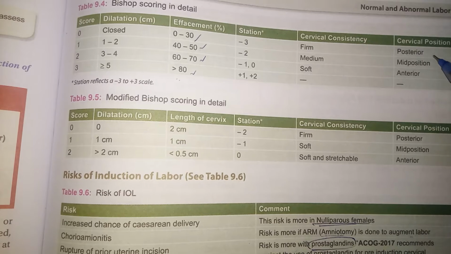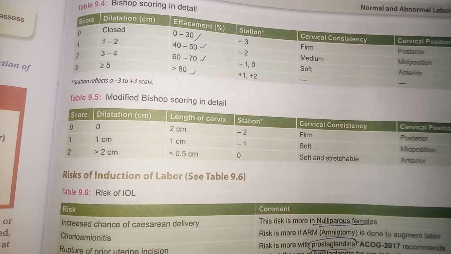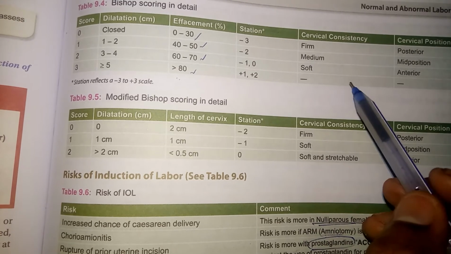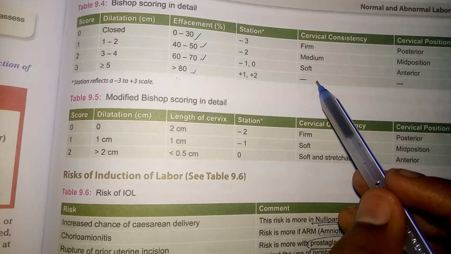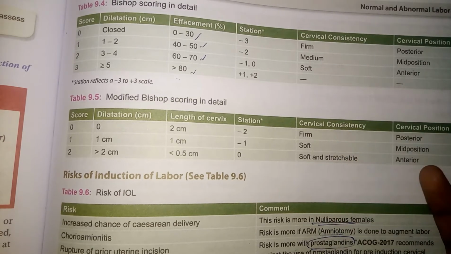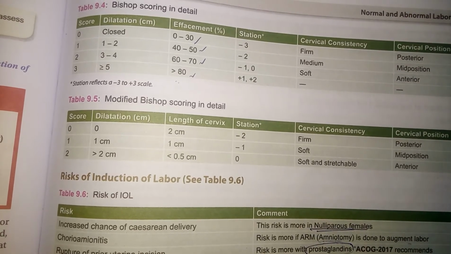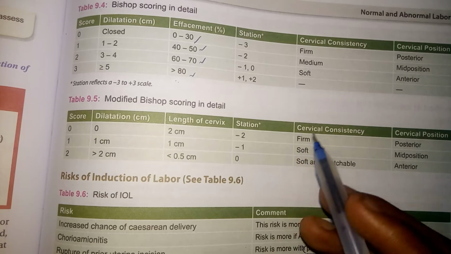When cervical position is posterior, the score is 0. When cervical position is mid position, the score is 1. When the cervical position is anterior, the score is 2. And there is no score for 3. There is nothing for score 3, right? Score 3 is absent in cervical consistency and cervical position. Remember this.